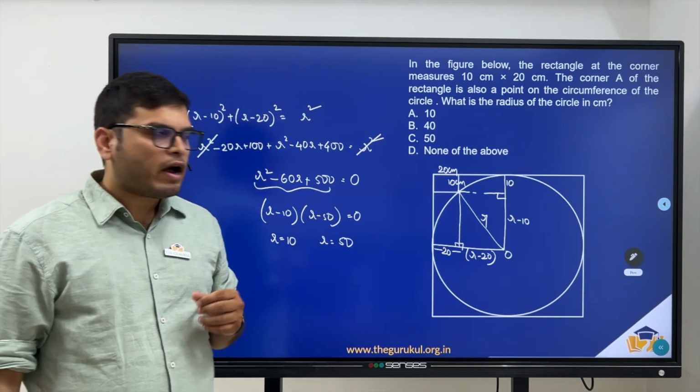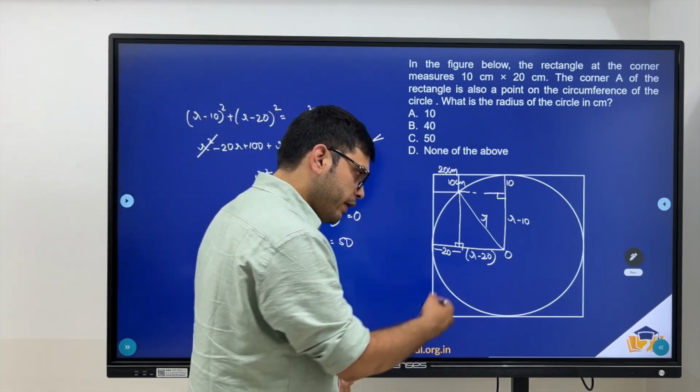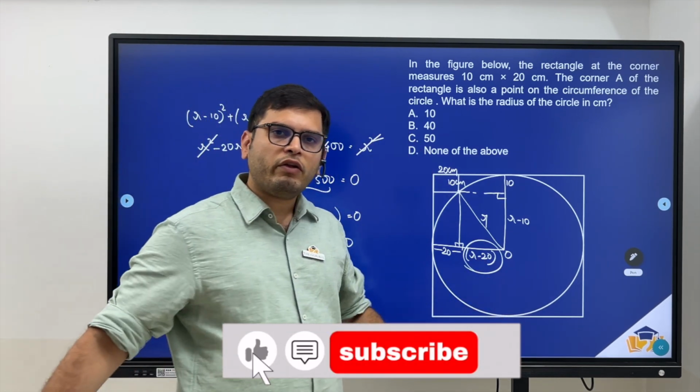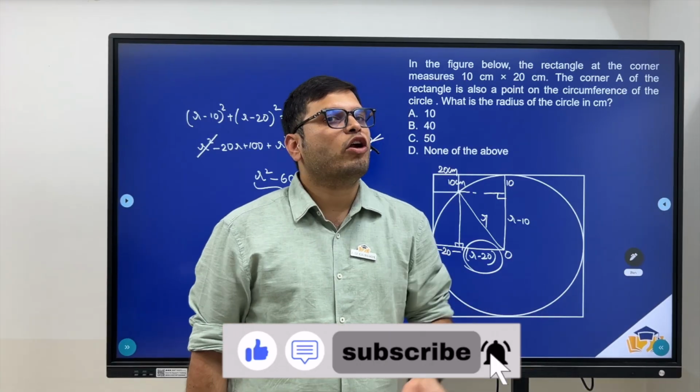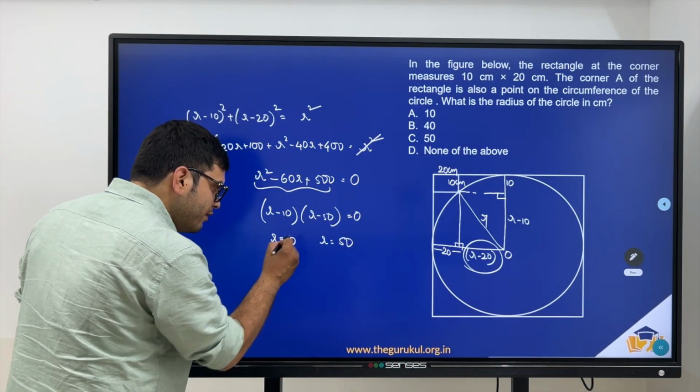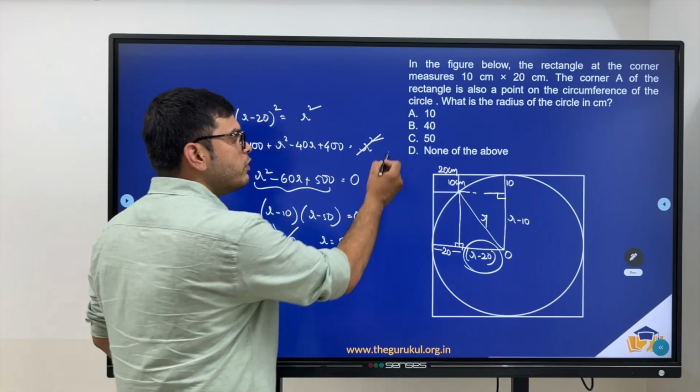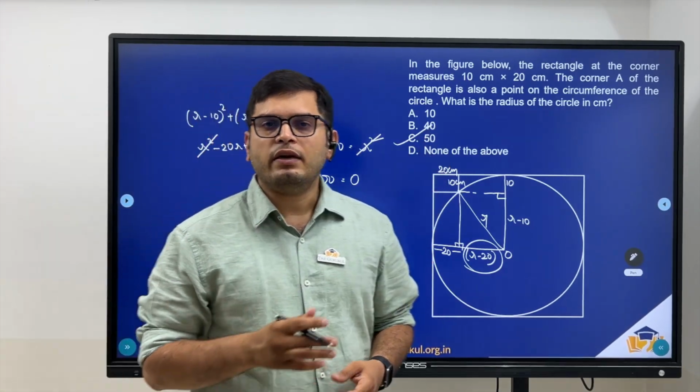Now can the value of r be 10? No, because if the radius is 10, then r minus 20 will be a negative value, right? So distance cannot be negative. So you cannot consider this value for r. So the answer for this question should be 50 centimeters.